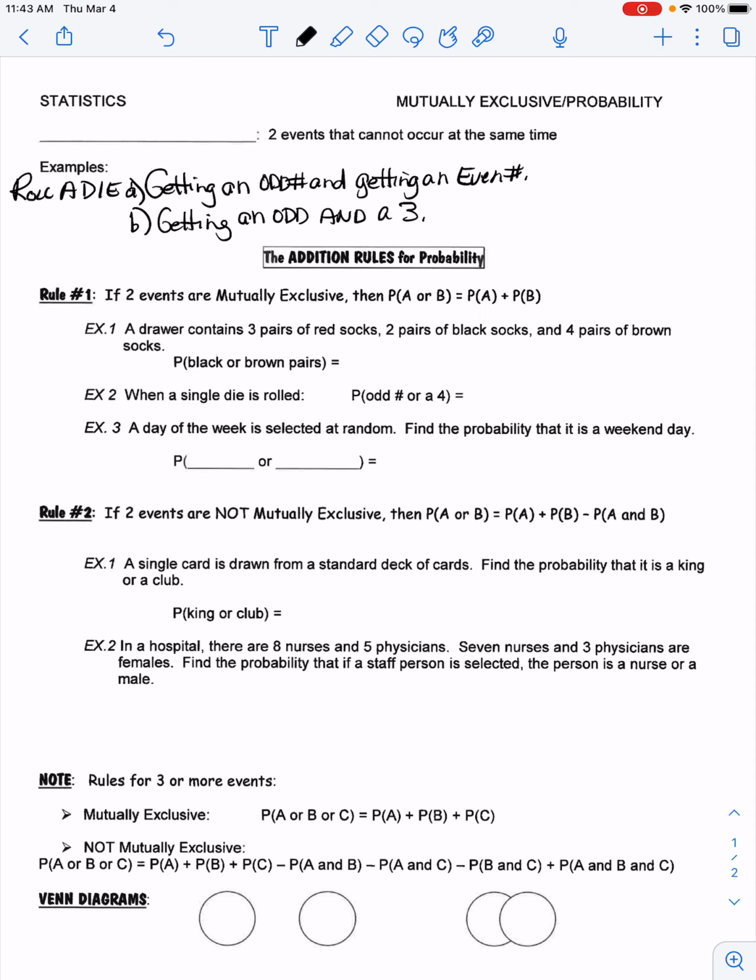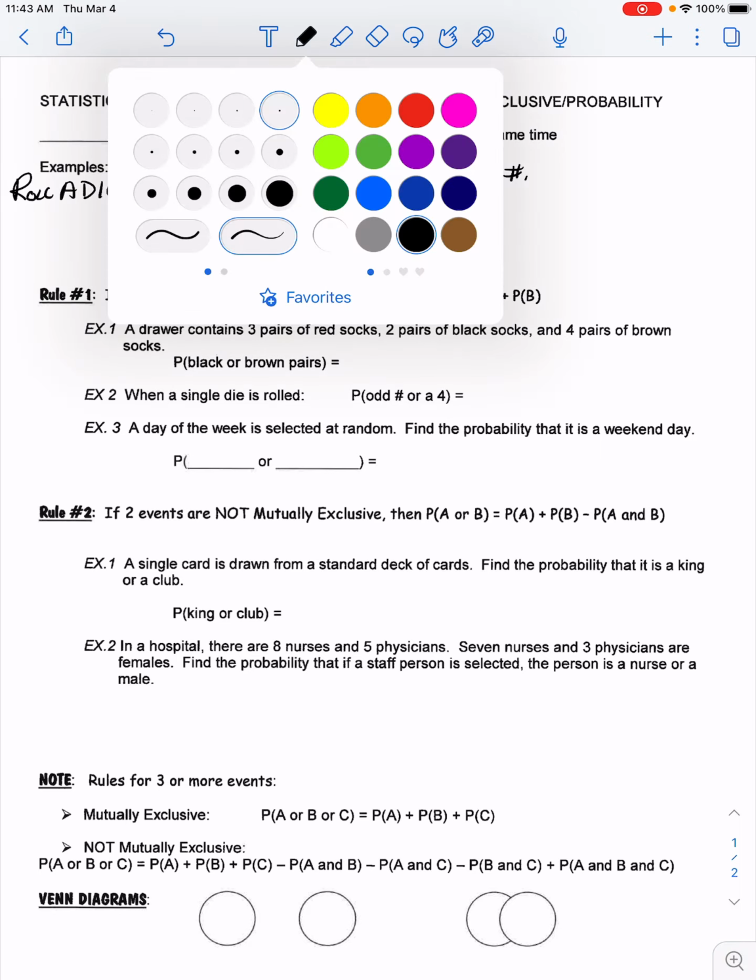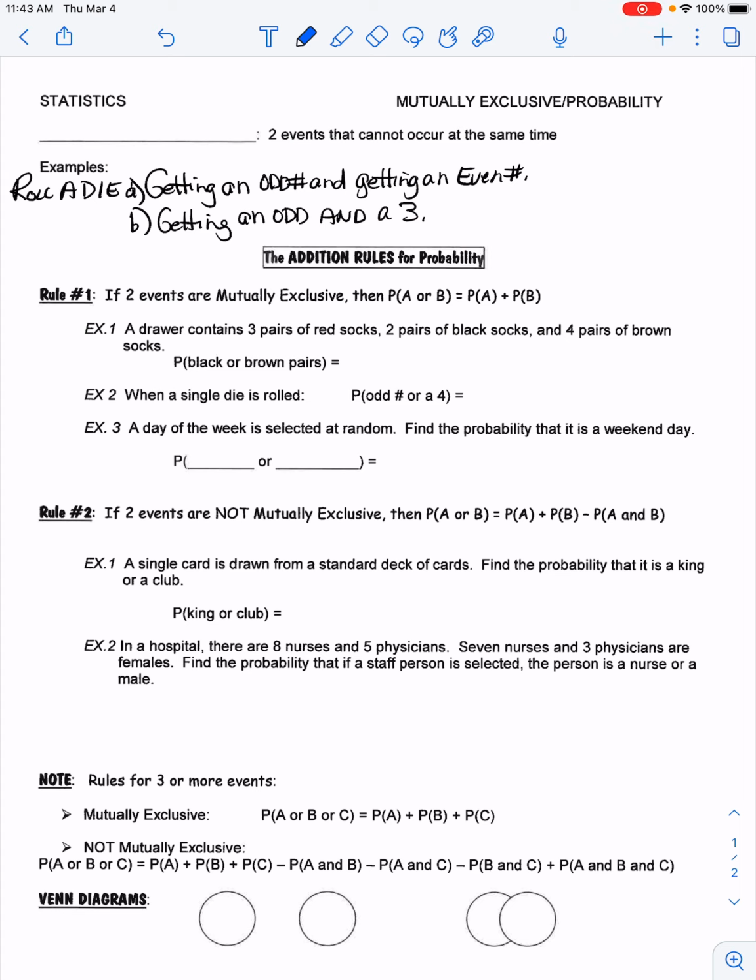Hello, I want to go over a brief lesson here about basic addition rules for probabilities. Okay, the premise on addition rules for probability is whether or not two events are mutually exclusive. Okay, mutually exclusive, or sometimes I'll just say ME for short. The idea is that two events cannot occur at the same time.